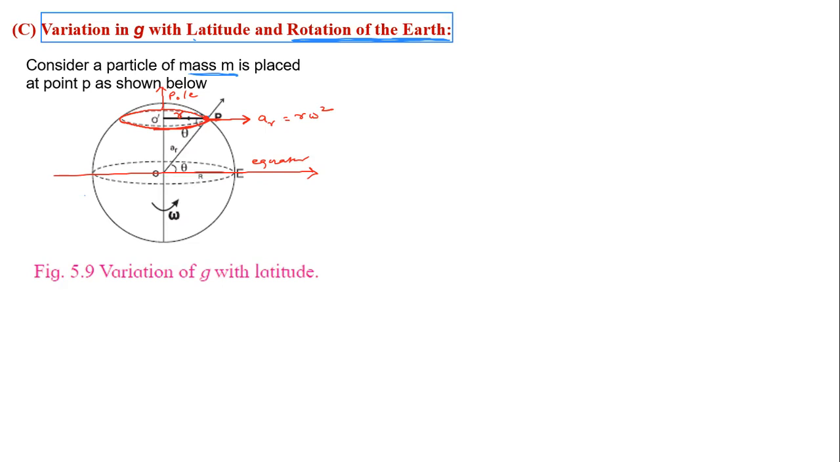Now here, the particle is placed at point P. The latitude for that particle is theta. What is latitude? Latitude means angle with equator, that you remember. So this is point P, then the angle with equator is theta. Now this angle is also theta. Then this radial or centripetal acceleration is resolved into two components. This is the adjacent component, AR cos theta, and one more component to this side, AR sin theta.